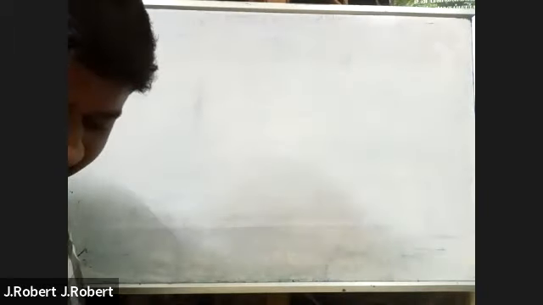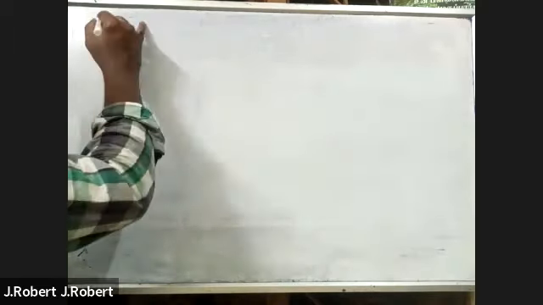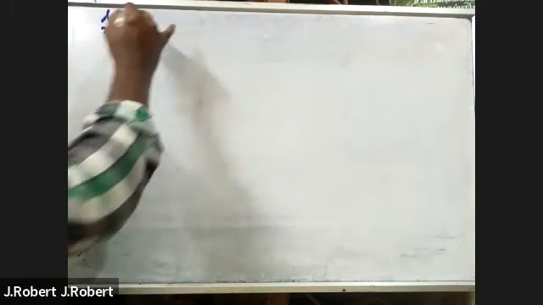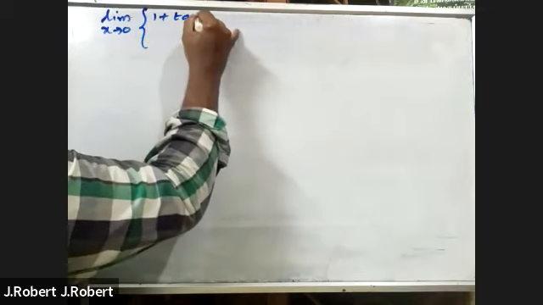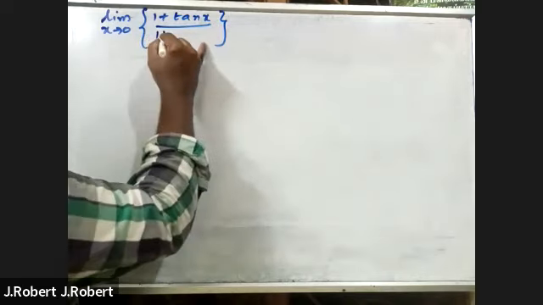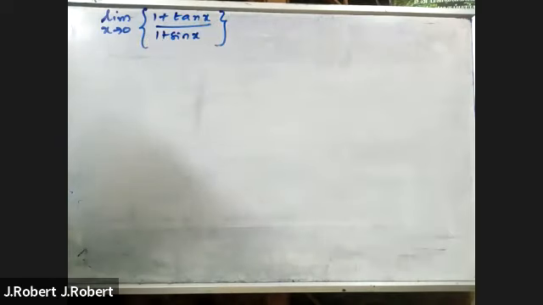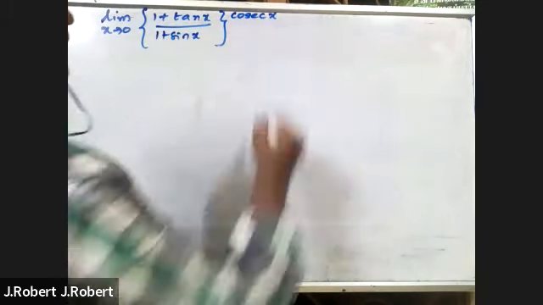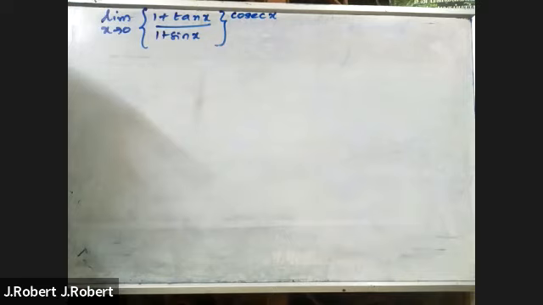Next problem. The next one. Evaluate limit x tends to 0 of 1 plus tan x divided by 1 plus sin x, the whole power cosecant x.